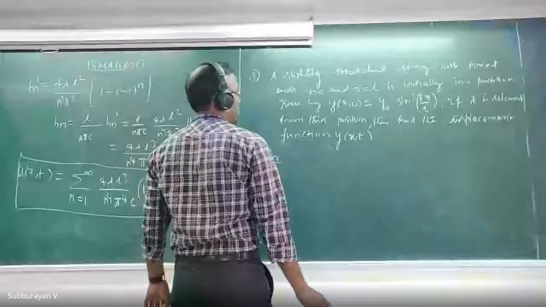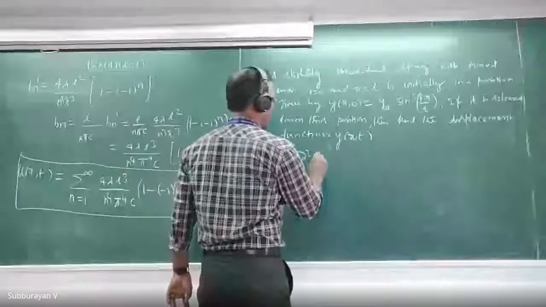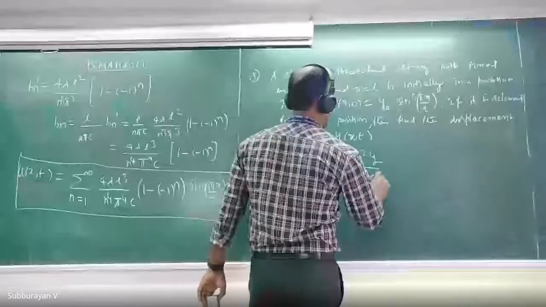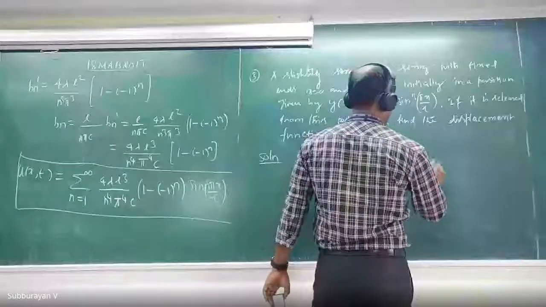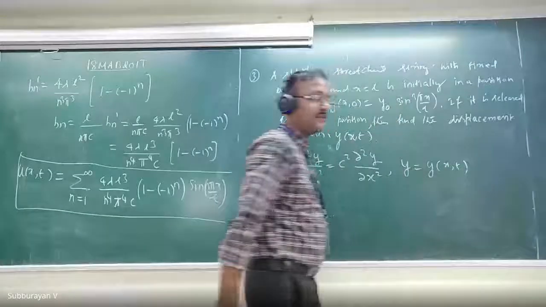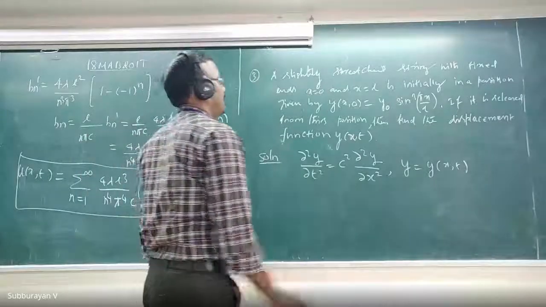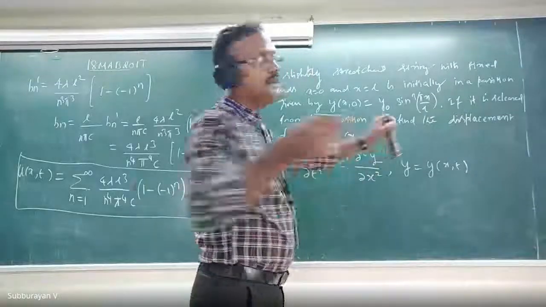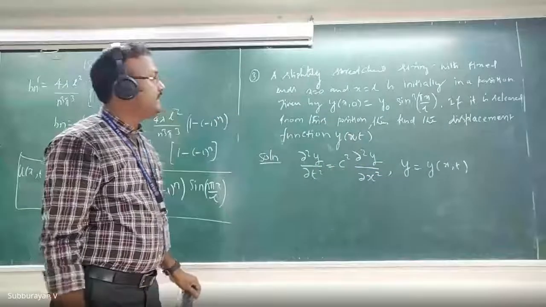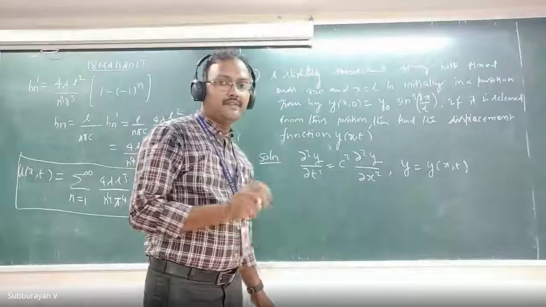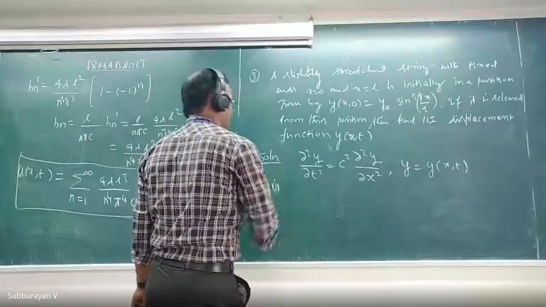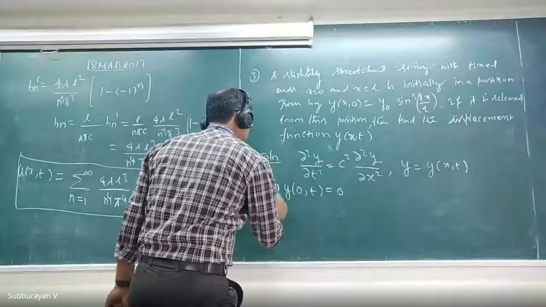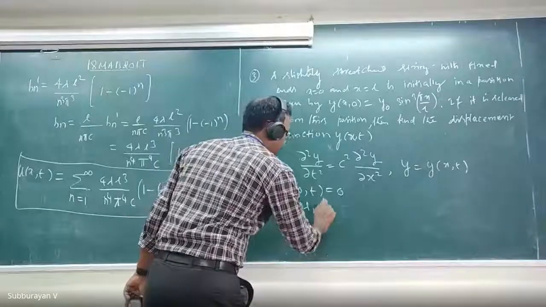Solution. Dou square y divided by dou t square is equal to c square into dou square y divided by dou x square. Here y is a function of x comma t. The length of the string is L, and the string is fixed at the points x equal to 0 and x equal to L. Therefore, the first condition is y of 0 comma t equal to 0, and the second condition is y of L comma t equal to 0.